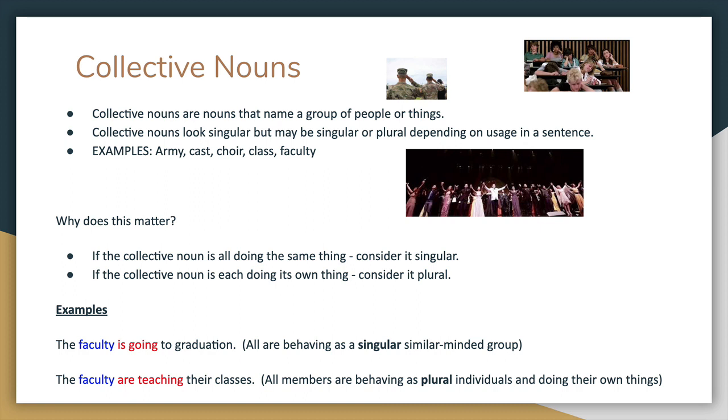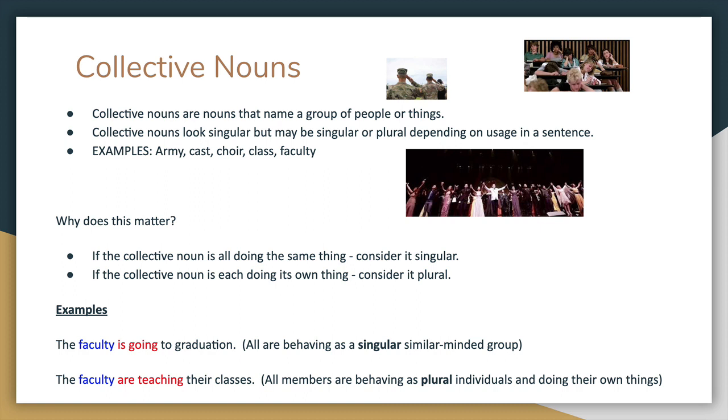So here are some examples of collective nouns: army, a cast, a choir, a class, a faculty. Now, why does this matter? Because if the collective noun is all doing the same thing, then you're going to consider it singular and you're going to write it singular. And the reason that matters is because, again, this is a subject predicate agreement issue.